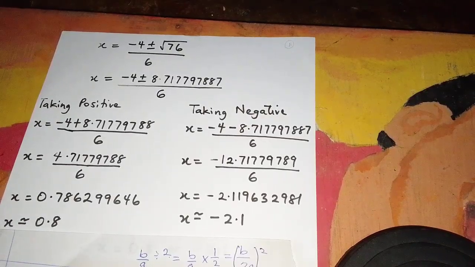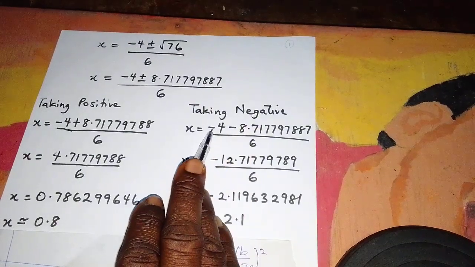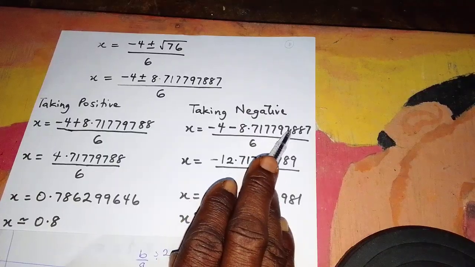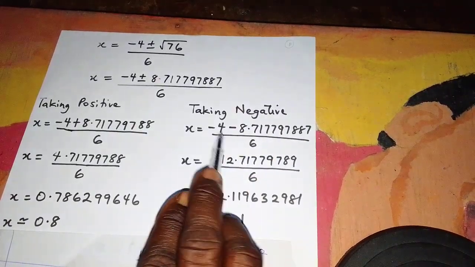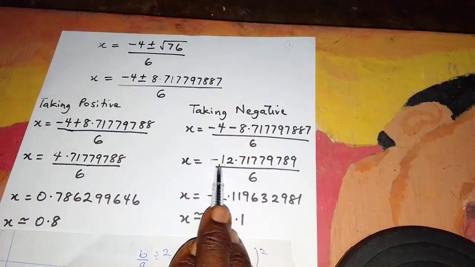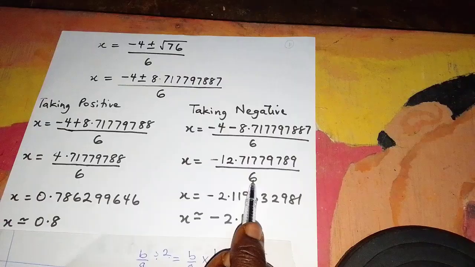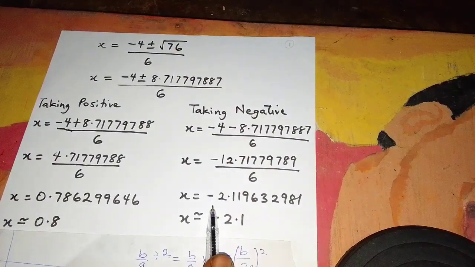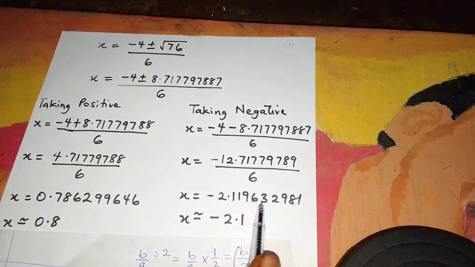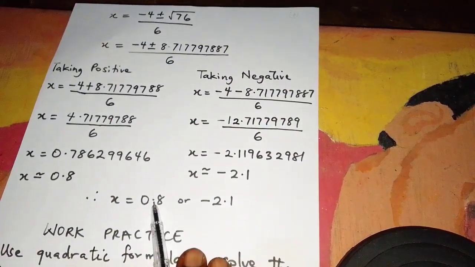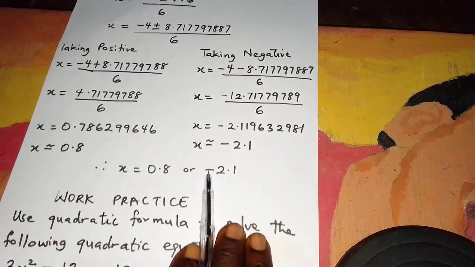Approximately 0.8. So taking negative, you have minus 4 minus 8.7177978887. Everything divided by 6. Minus 4 minus this will give us minus 12.71779789 divided by 6. When you divide this by 6, you get minus 2.119632981, which is approximately minus 2.1. So that means the value for x is what? Is 0.8 or minus 2.1.